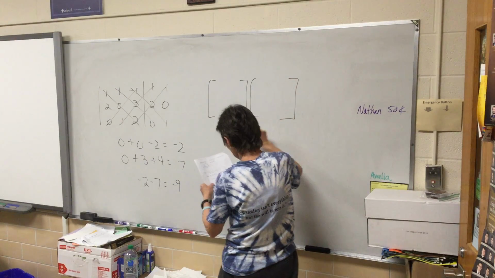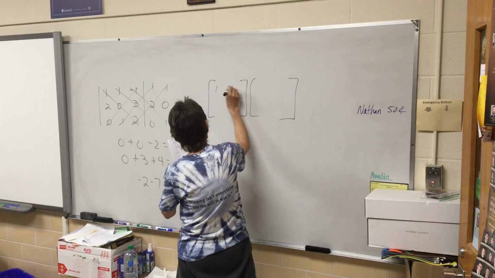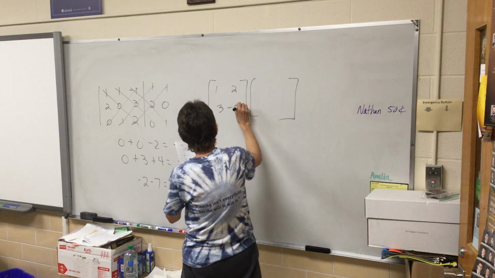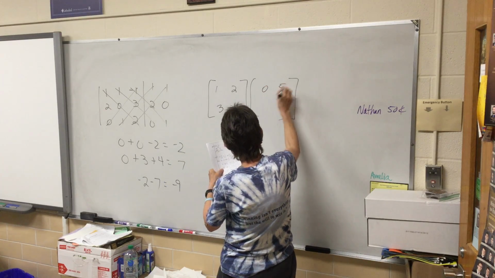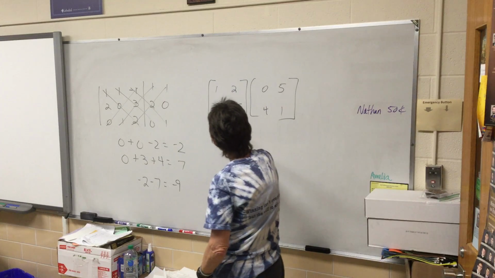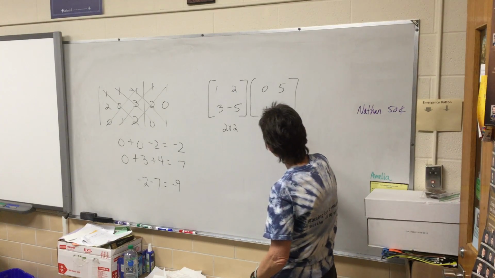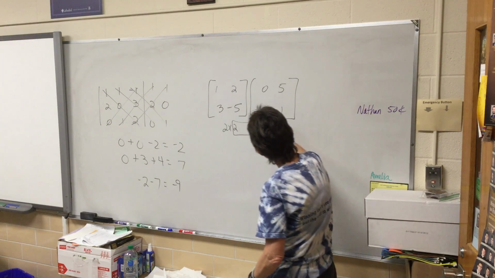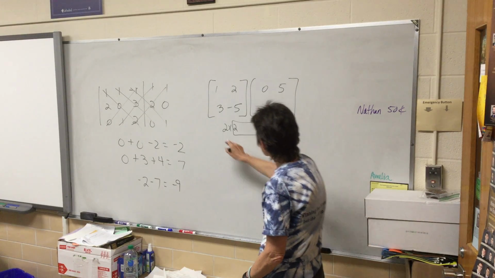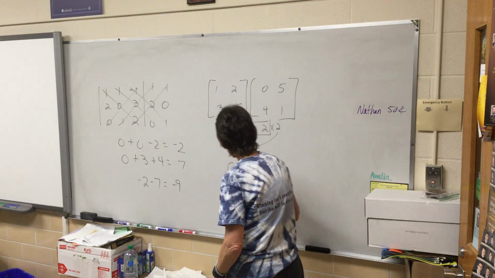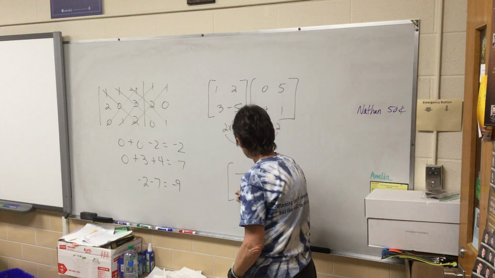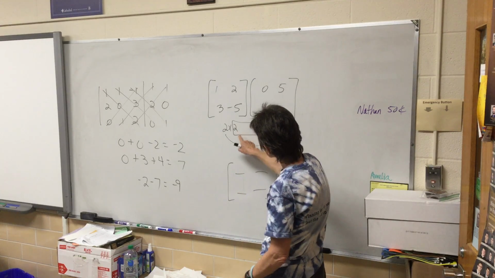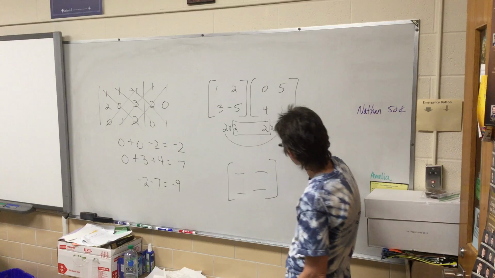Now we're going to multiply A times B, which again is doable because this is a 2 by 2 and this is a 2 by 2. These match. My answer will be another 2 by 2. So these must match, and this tells me the size of my answer.